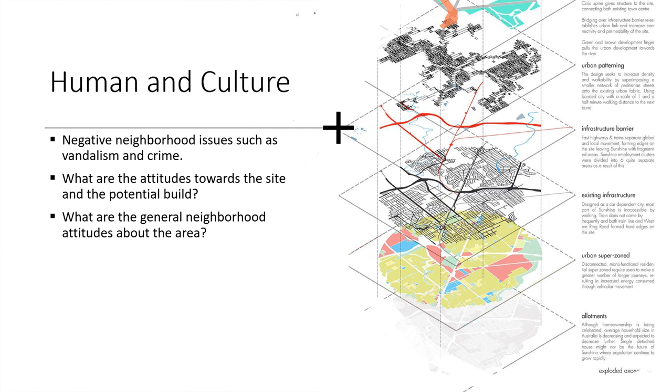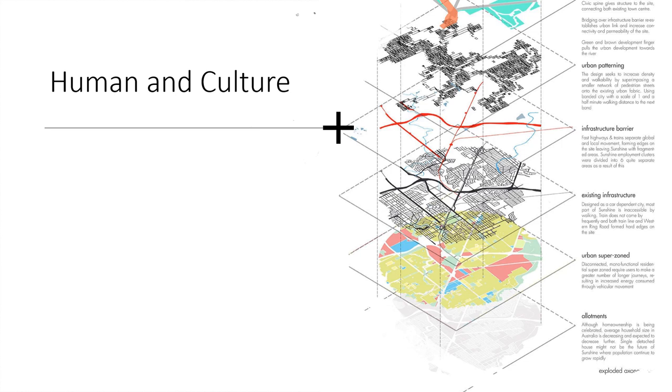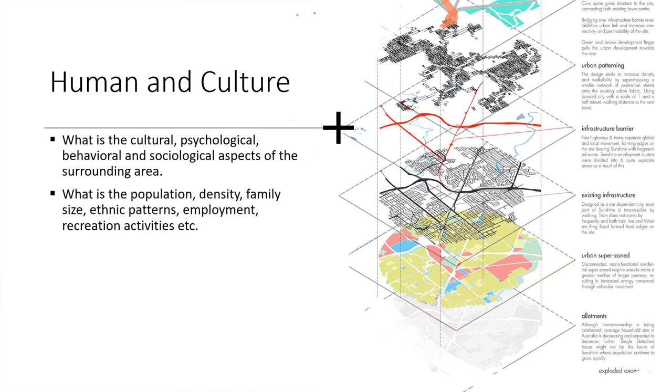What are the general neighborhood attitudes towards the area? Is it a fun place, a happy place? Is it a sad place? Is it a flooded place, etc.? Now we also have to look at the population density surrounding the area. Is it very dense? Is the population very scarce? The size, the ethnic patterns, employment, recreation activities, etc. When we talk about all of these, they are all demographic data that you can get from the internet, such as the NEDA. You also have data available in other government agencies.